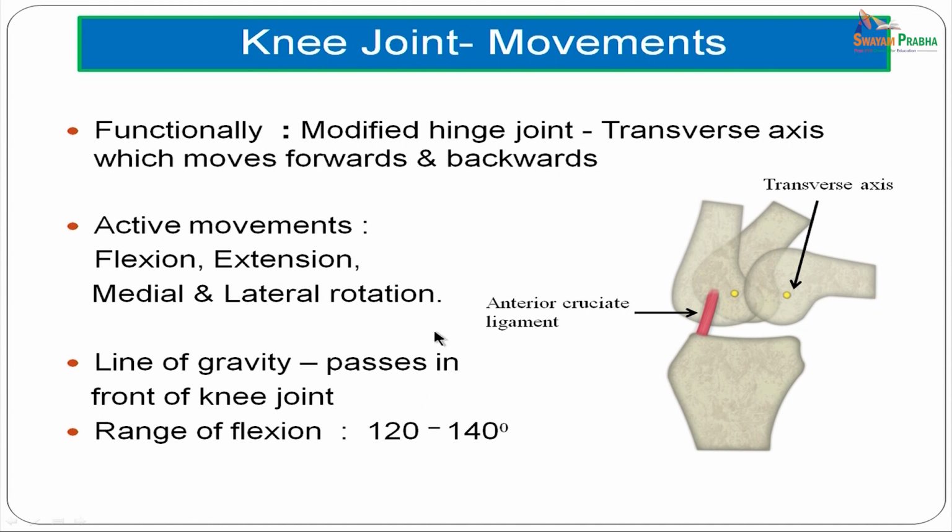We now study the important movements of the knee joint. As we have discussed earlier during the lesson, the knee joint is a modified hinge joint with the primary movements being of flexion and extension, and with adjunct movements of medial rotation and lateral rotation. The active movements are flexion and extension, and the adjunct movements are those of medial and lateral rotation. The line of gravity passes in front of the knee joint, and the range of flexion is fairly large. The knee can be flexed backwards to a degree of 120 to 140 degrees.